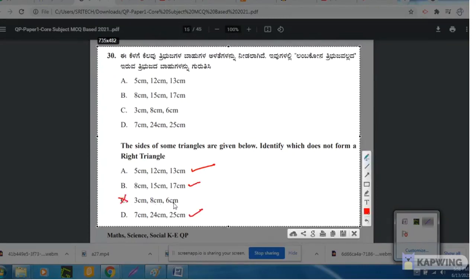But 3, 8, 6 does not satisfy the Pythagoras theorem. Actually, the actual correct answer is 6, 8, 10. So the correct option here is C. It does not satisfy the right angle triangle.